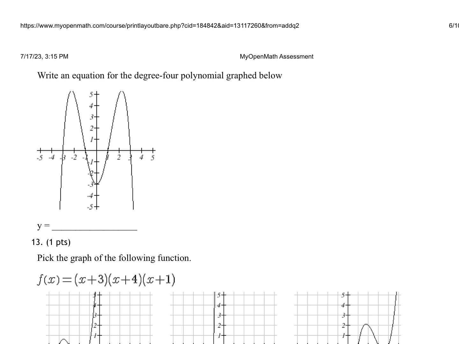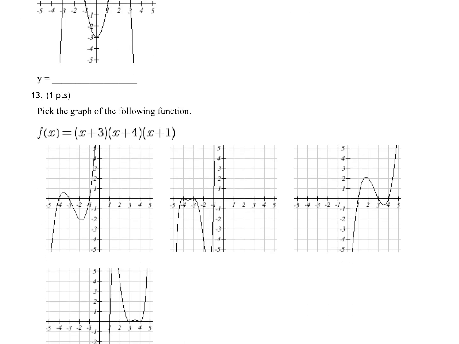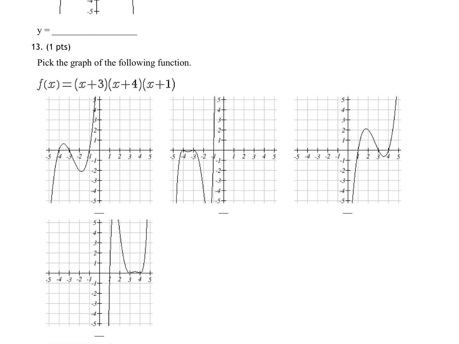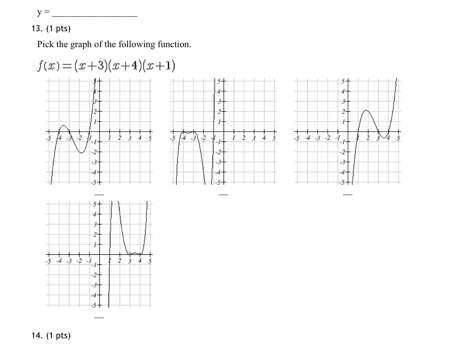Number 12, write an equation for the degree 4 polynomial graphed below. This is going to be very similar to the one above. 13, pick the graph of the following function. For this one, you're going to be looking for the zeros that match with the factors. So we're looking for a 0 of -3. This one crosses -3, this one crosses -3, this one doesn't, so this is out, and this one doesn't, so this one's out.